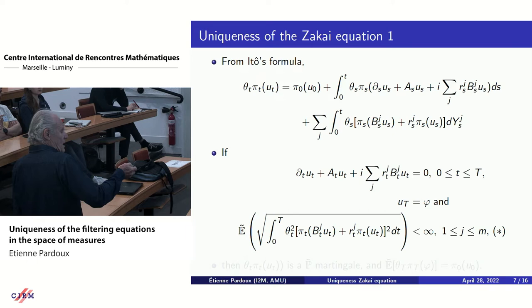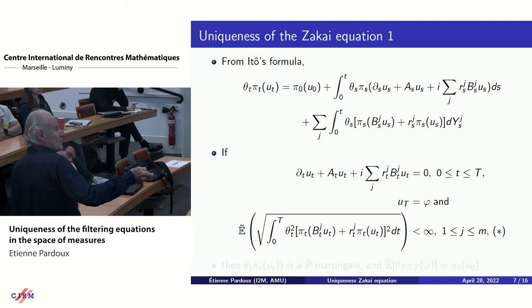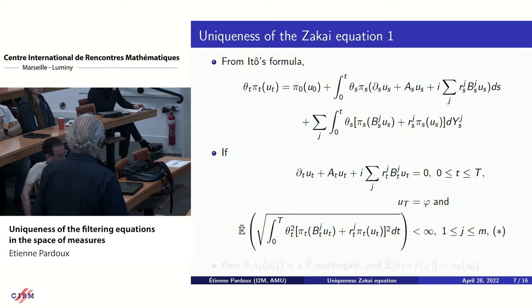Now I have the following facts. Suppose now that u_t solves this: d_t u_t plus A_t u_t plus i times the sum over j of r_j(t) B_j(t) u_t equals 0 for t between 0 and capital T, and u_T equals phi. This is a backward parabolic PDE, which is well posed. You can think of this as a Laplace operator, although it may be degenerate, it need not be elliptic.